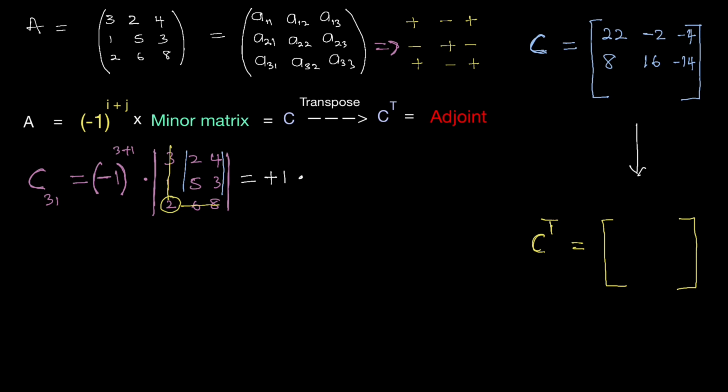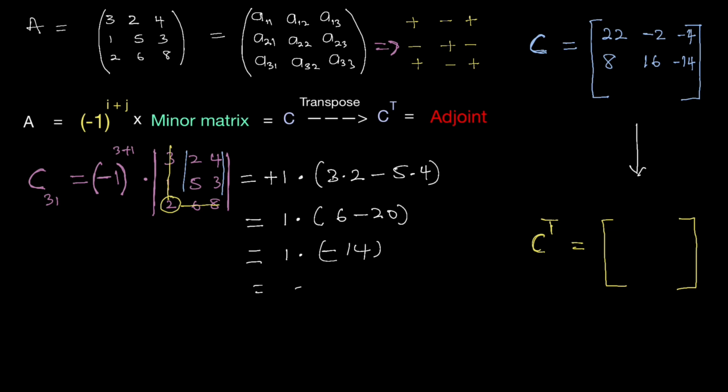The determinant will be 3 times 2, 6, minus 5 times 4, 20. We do 3 times 2 minus 5 times 4, and that would be 1 times open bracket 6 minus 20, and that equals 1 times minus 14. So the answer is minus 14. Populate that with minus 14. That would be the cofactor element.